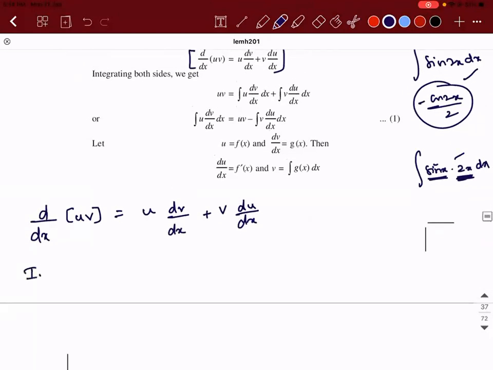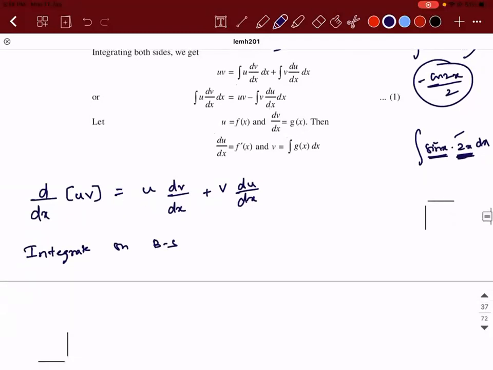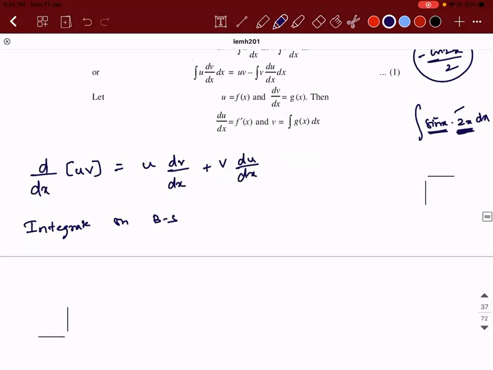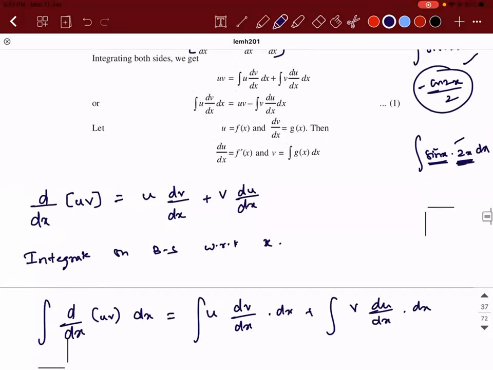Now, if I integrate on both sides, what are we going to get? Okay. So integrate on both sides with respect to x. So what I'm trying to say is integral of d by dx of uv into dx is equal to integral of u into dv by dx into dx plus integral of v into du by dx into dx. Accepted? Yes or no? Yes, sir.